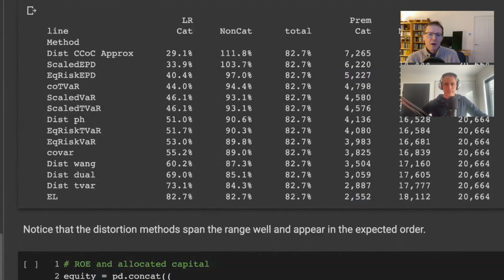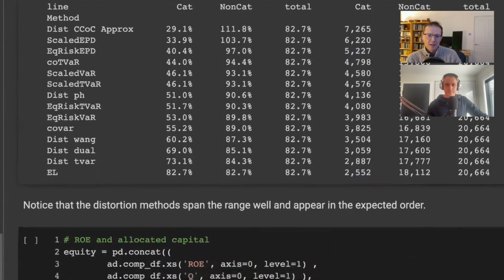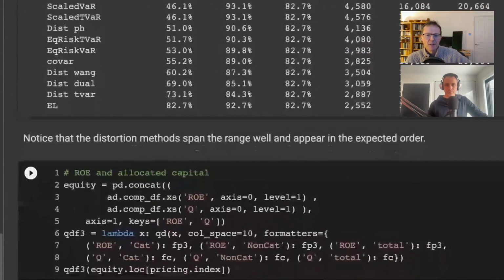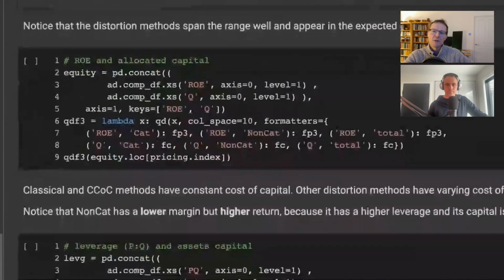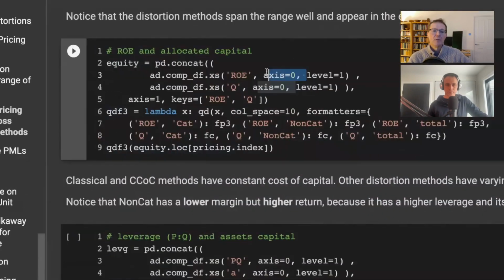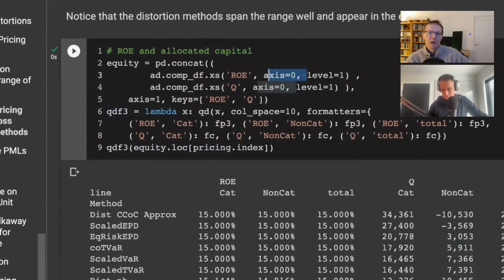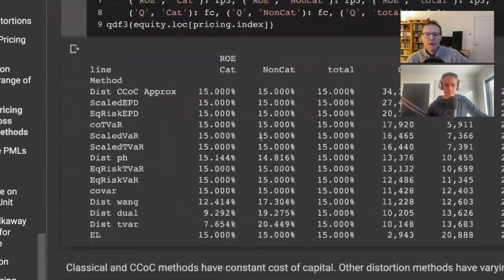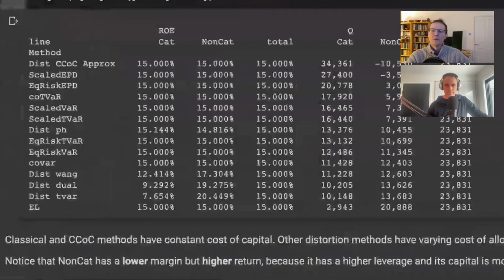Amazing. Let's just keep on looking. We've got a couple more statistics that we want to look at. We've looked at loss ratio and premium. The next block is going to look at ROE and capital. If we execute this, it's just pulling off the calculations that we've done before, and it's going to put them in the same order for us.